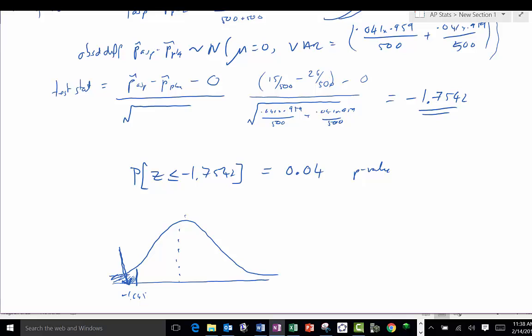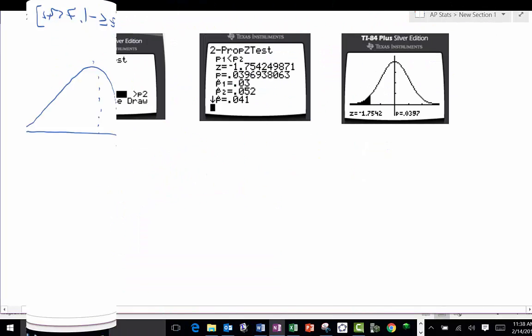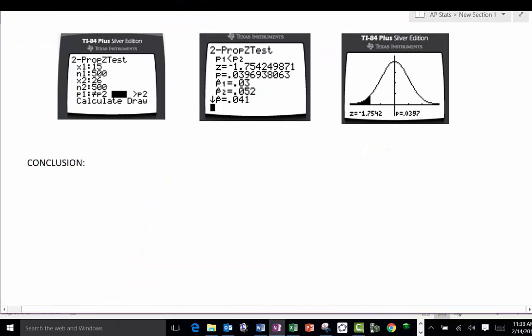We could of course have simply gone straight to the test. So you can go straight to the calculator if you understand what you're doing. So, 2 proportion Z test. Enter the data. Count is 15 over 500 and 26 over 500. And then perform the test. Check that you've done the right thing. The hypothesis is less than. And we find that Z value is minus 1.75.